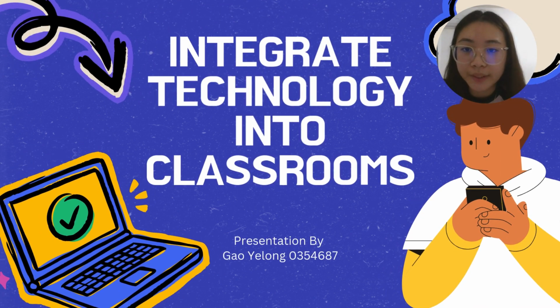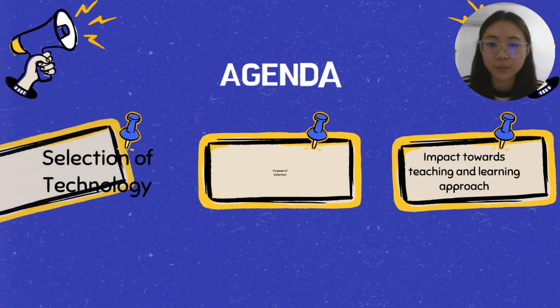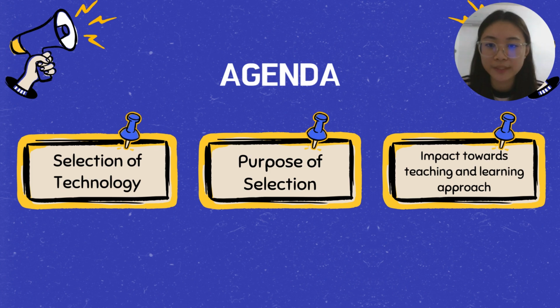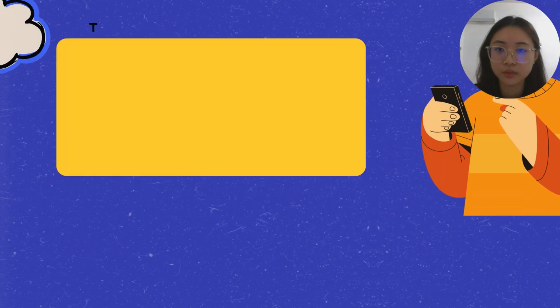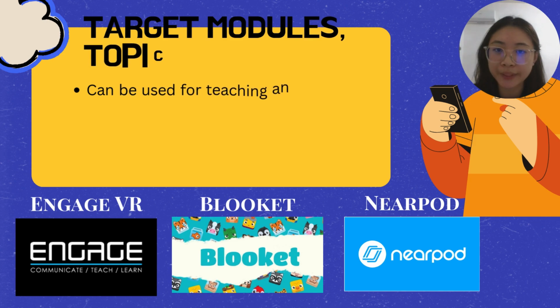Today I'm going to be presenting the topic Integrate Technology into Classrooms. In this video, I'll introduce three tools I've used in the classroom to facilitate teaching and learning, focusing on three aspects: selection of technology, purpose of selection, and impacts to a teaching and learning approach. These three tools are Engage VR, Bluekit, and Nearpod.